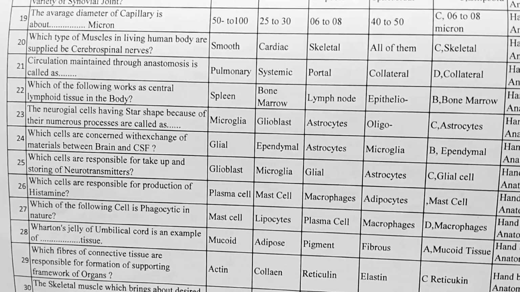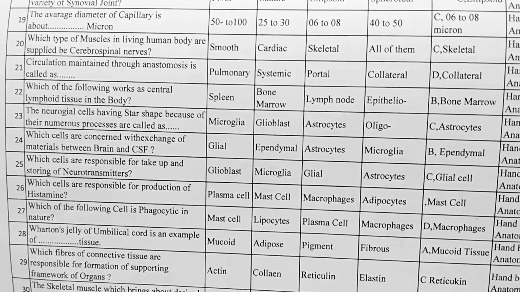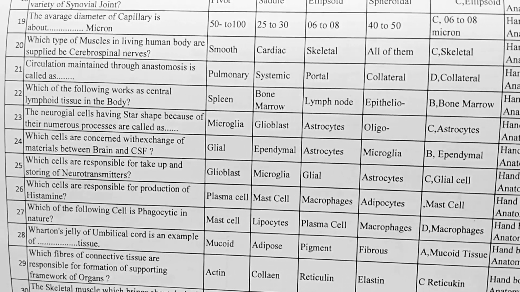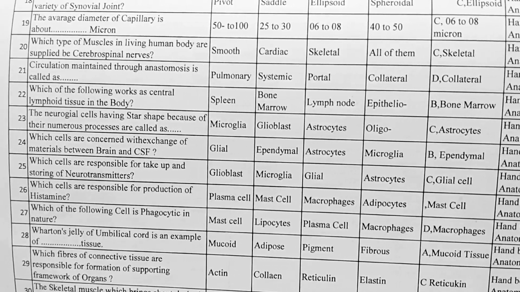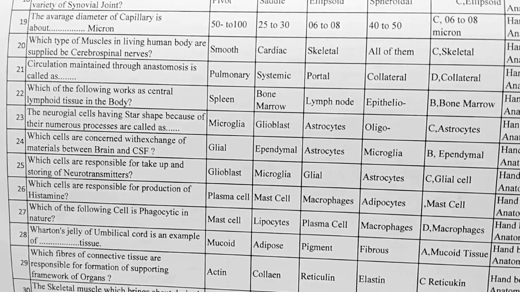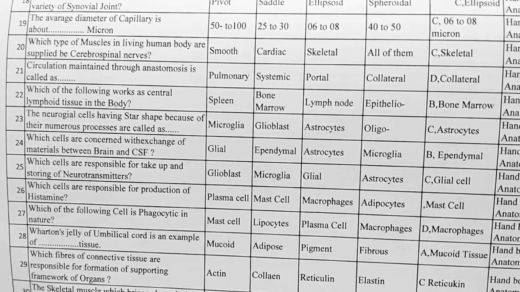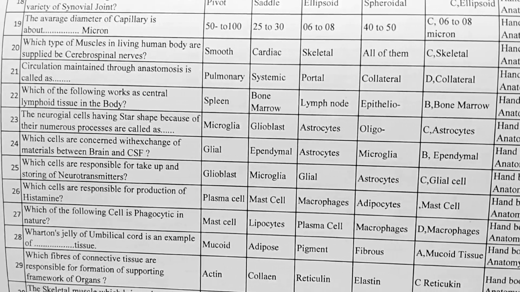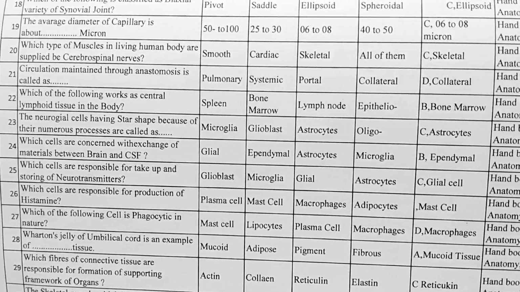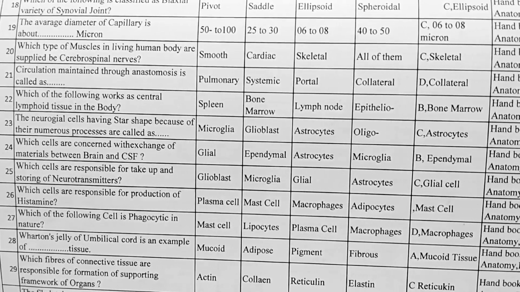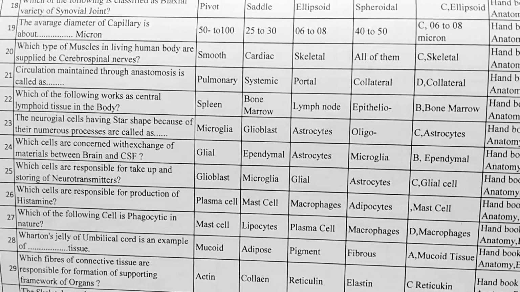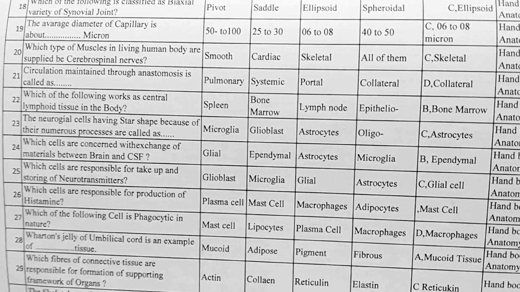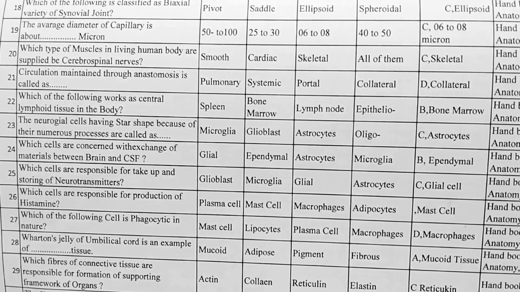Options: spleen, bone marrow, lymph node, epithelium. Option B is correct, bone marrow. Next, the neurological cells having star shape because of their numerous processes are called as. Options: microglia, glioblast, astrocytes, oligodendrocytes. Option C is correct, astrocytes.